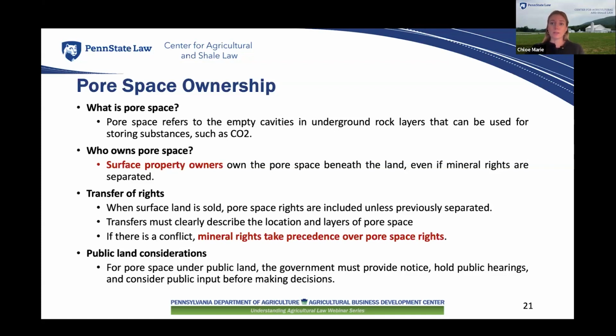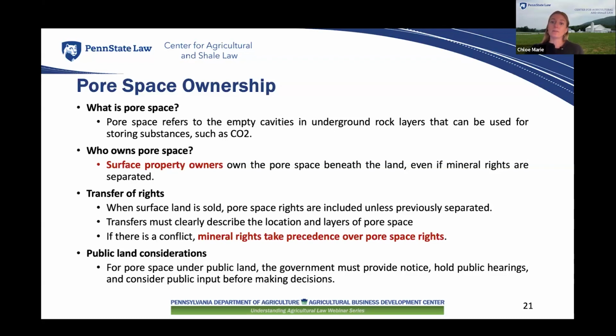The Act also addresses how pore space ownership interacts with other property rights. It establishes that mineral rights are dominant. So this means that if there is a conflict between using pore space and extracting minerals, the mineral rights take priority. This gives mineral rights owners the ability to use both the surface and subsurface as needed for resource extraction, even if someone else owns the pore space.